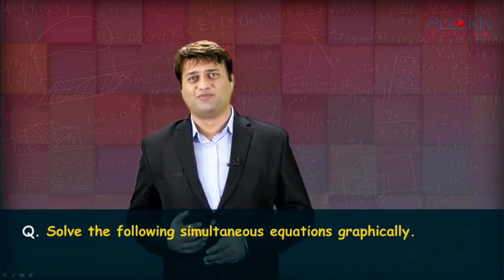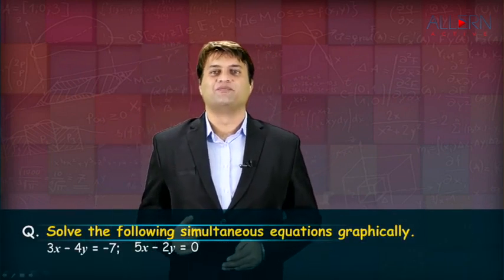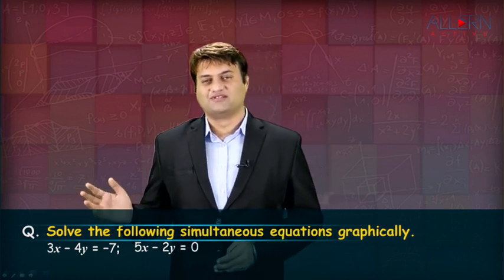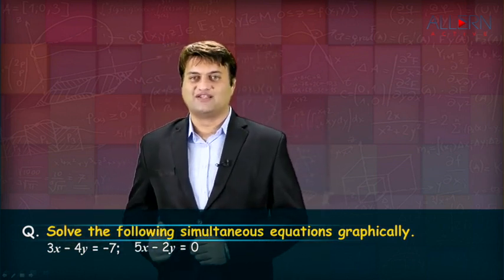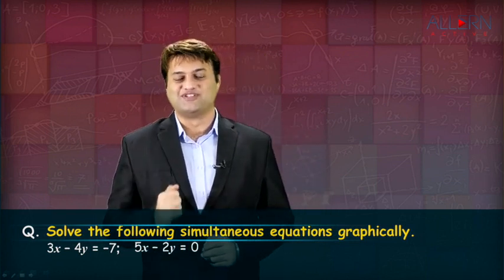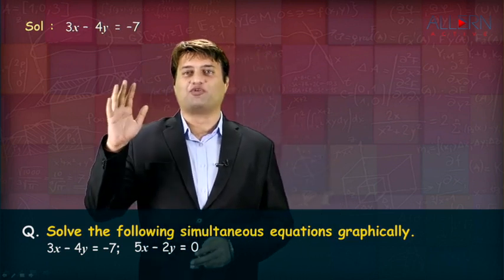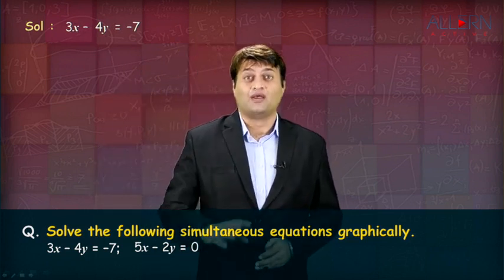Hello students, let us go through one more sum based on graphical method. The sum is: solve the following simultaneous equations graphically. The first equation given is 3x minus 4y is equal to minus 7, and the second equation given is 5x minus 2y is equal to 0. Let us start with the first equation, that is 3x minus 4y is equal to minus 7.